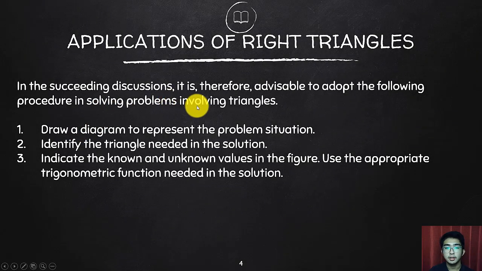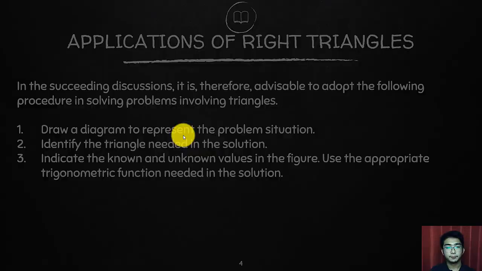In the succeeding discussions, it is advisable to adopt the following procedure in solving problems involving triangles. First, draw a diagram to represent the problem situation. If a figure is not given, it's suggested that you imagine it on your own. Identify the triangle needed in the solution, whether it be a right triangle or even an oblique triangle. Indicate the known and unknown values in the figure. Use the appropriate trigonometric function needed in the solution. This is roughly a guide to make easier the solutions or the applications of right triangles.